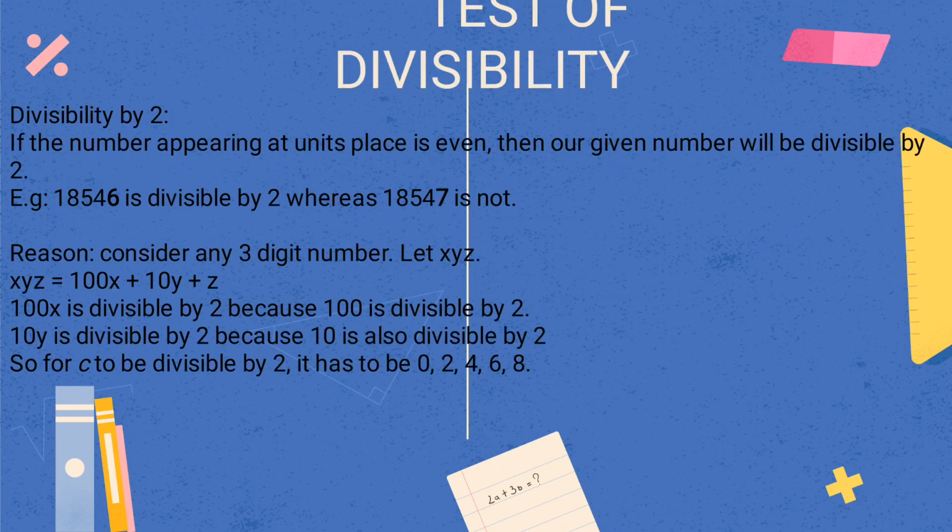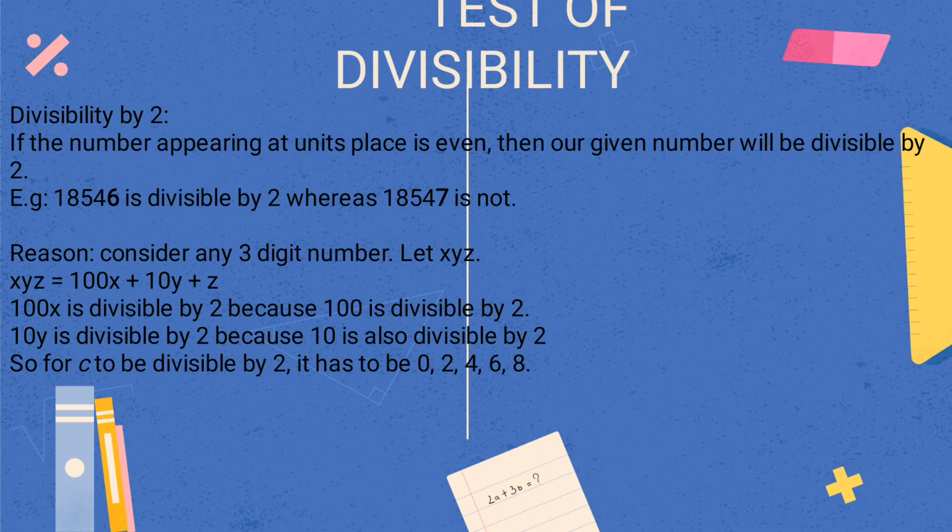Moving on to the next topic, there are some divisibility rules by which you can say whether a given number is divisible by 2, 3, 4, 5, 6, and so on. So let's first see how you will check whether a given number is divisible by 2 or not.